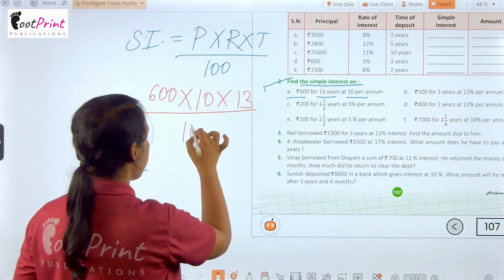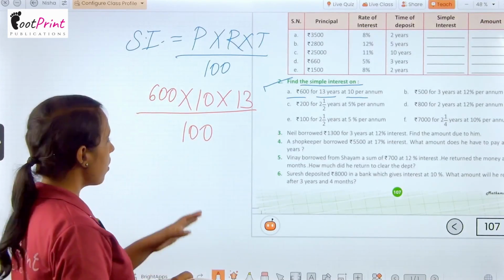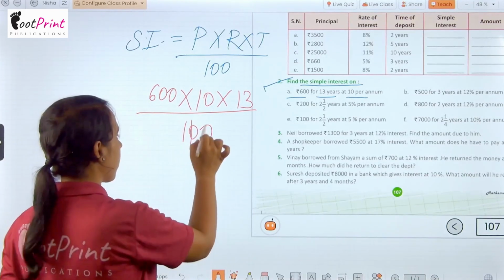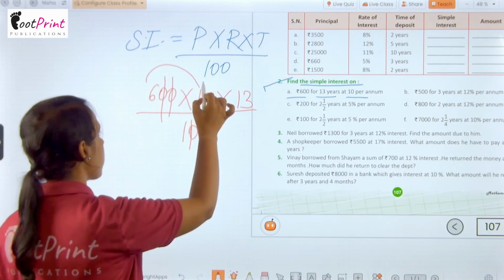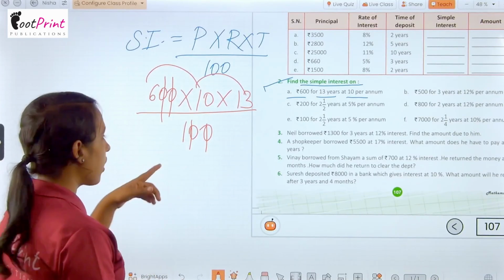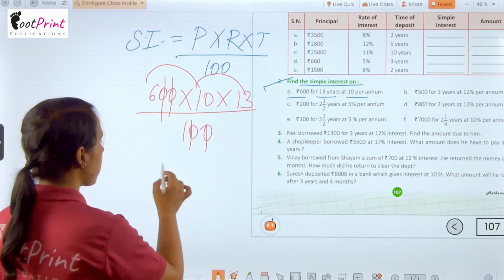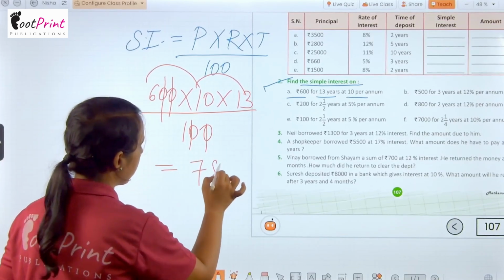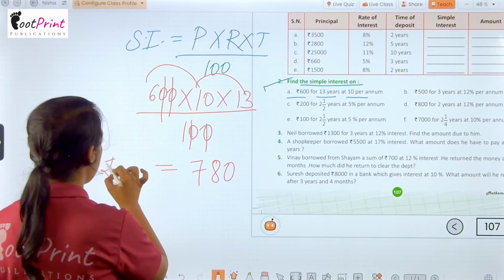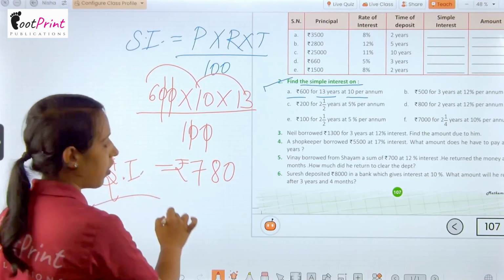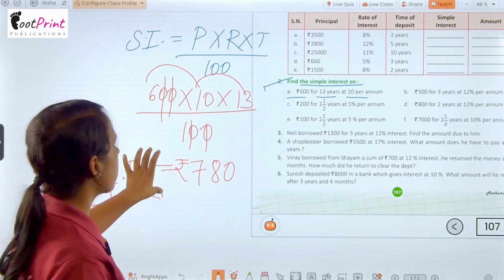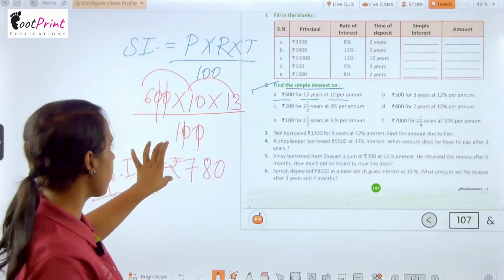Upon we have 100, and after we write the values and cut two zeros, we get 6 into 10 into 13. 13 sixes are 78. 78 into 10 will be 780 rupees. This is our simple interest. Okay, this is our SI, that is simple interest. So in this manner you can easily find it.